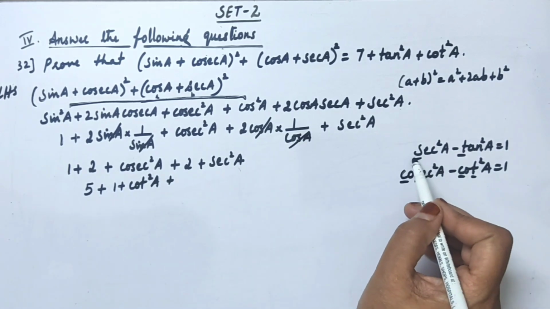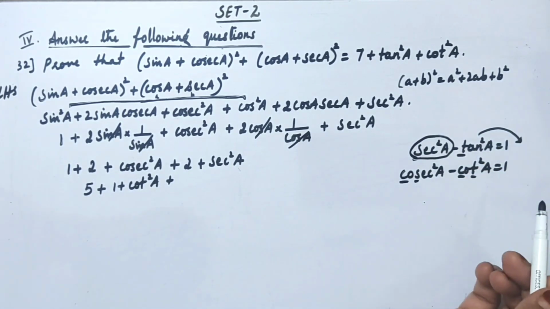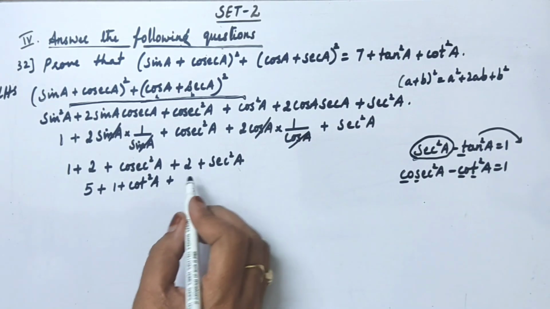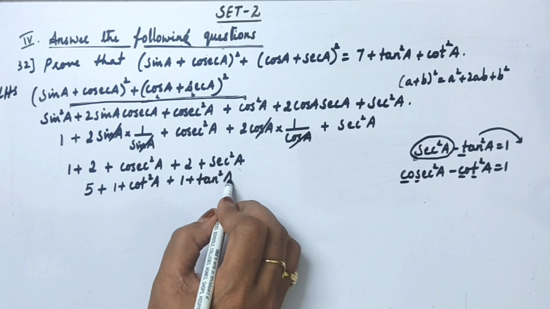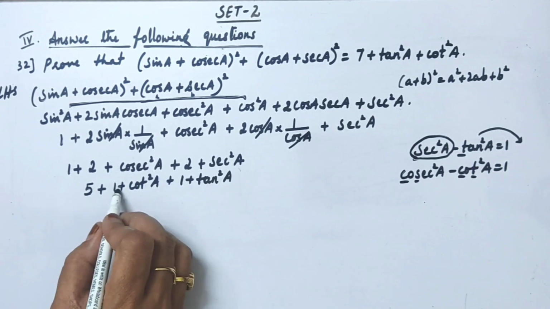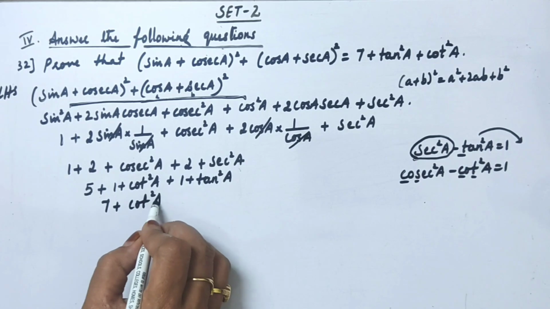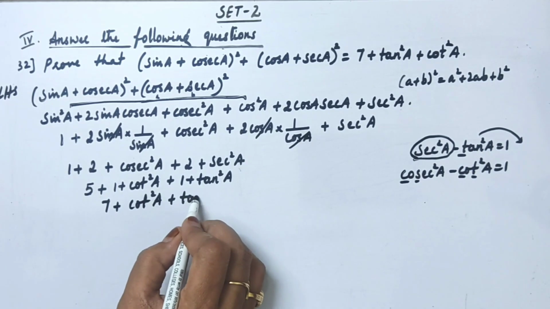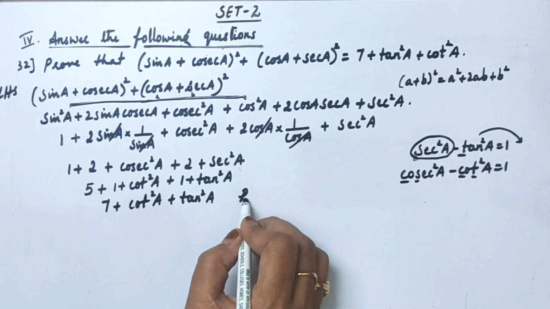Now secant, when I want this term, I'm going to shift tan square to the right hand side. I'm going to get 1 plus tan square. Now let us add 5, 6, 7. 7 plus cot square A plus tan square A, which is your RHS.